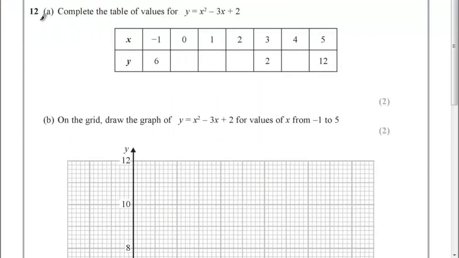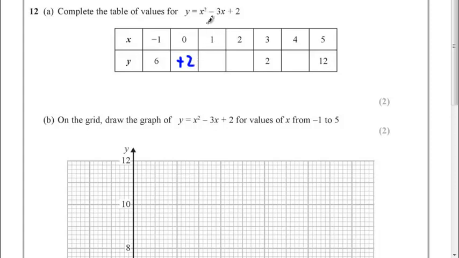Okay, we've got question 12 now. Complete the table of values for y equals x squared minus 3x plus 2. They've given us them already, and we've got to fill it all in. So we'll put the value of x equals 0 in. So that disappears, it must be plus 2.